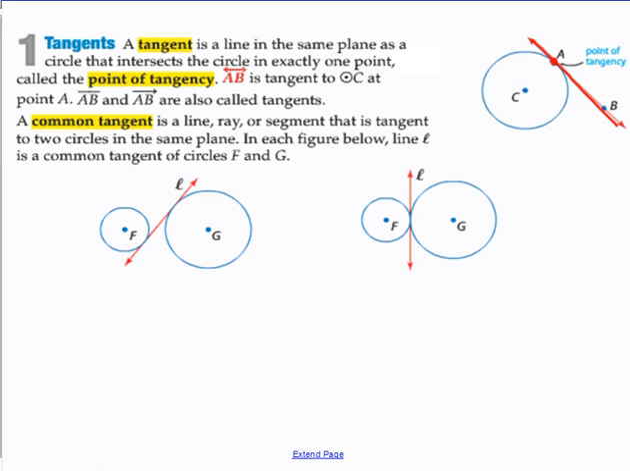Also, a common tangent is a line that is a tangent to two separate circles. This is a common tangent here. There's only one point where they touch.